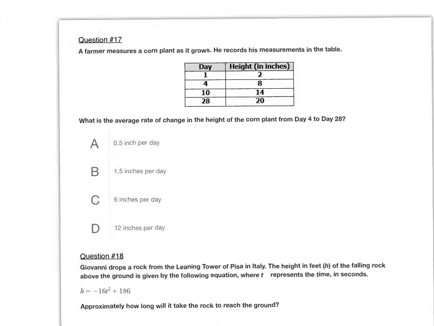Question 17. A farmer measures a corn plant as it grows. He records his measurements in the table. So day 1, we get 2 inches. Day 4, which happens to be a difference of 3 days, we get a difference of 6 inches. Then day 4 to 10 is a difference of 6 days, and we get a difference of, from 8 to 14, is 6 inches.